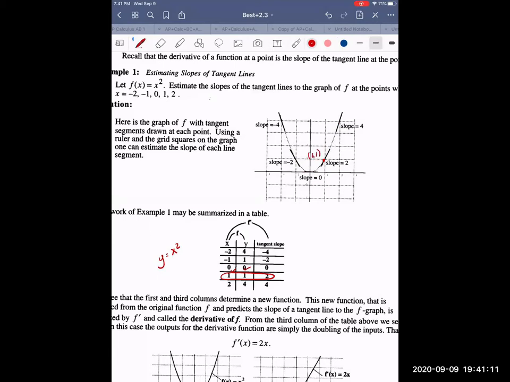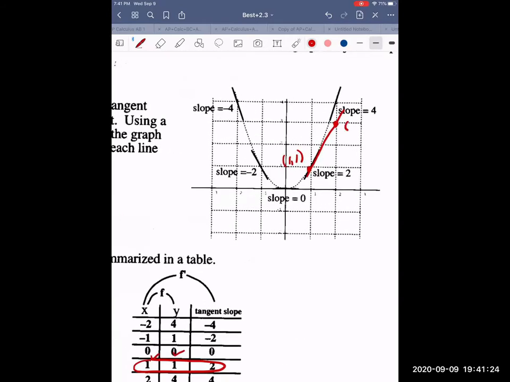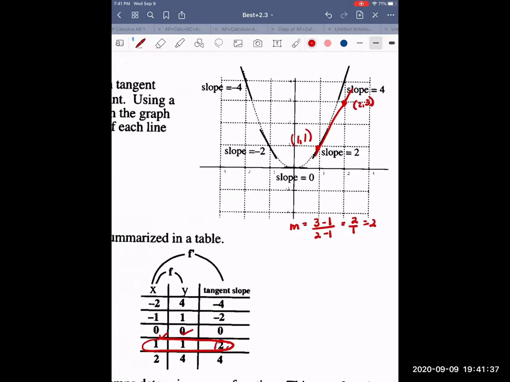And what they did was they extended this tangent line out until it hit some nice, perfect little intersection in the grid. Let's use, what is this, 2, I can't see that, 2, 3. This is the point (2, 3). And you're going to compute that slope. So the slope is equal to (3 minus 1) over (2 minus 1), which is 2 over 1, or 2. So that's how George Best got the slope of 2. Now, it's just an approximation, but it's the best we could do.